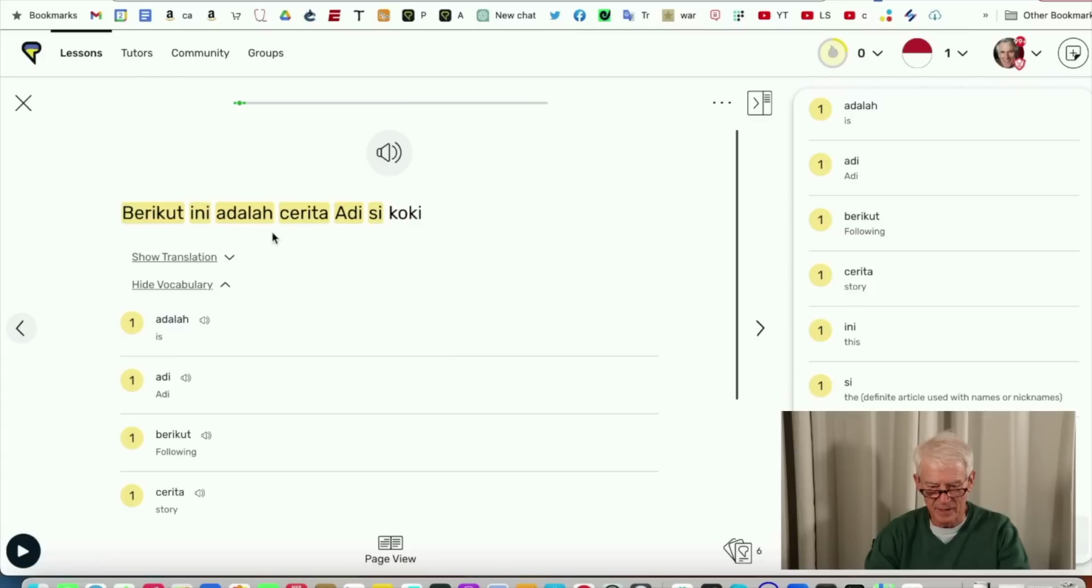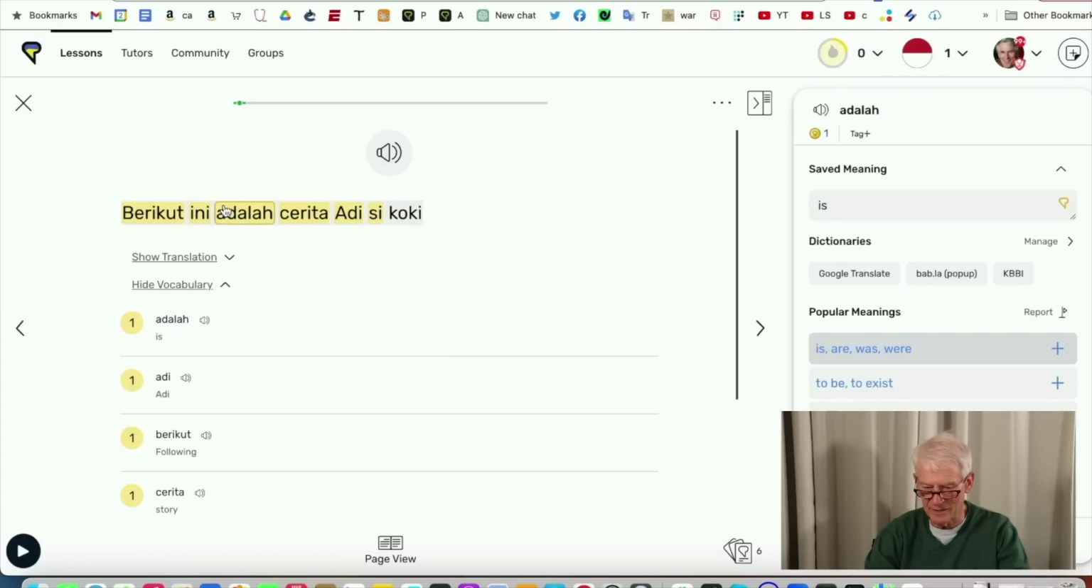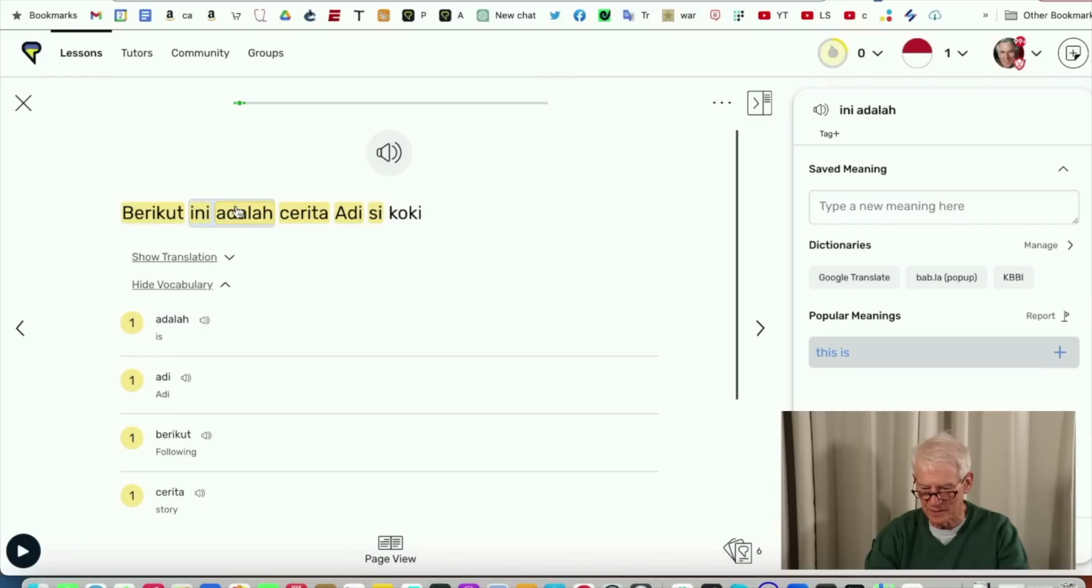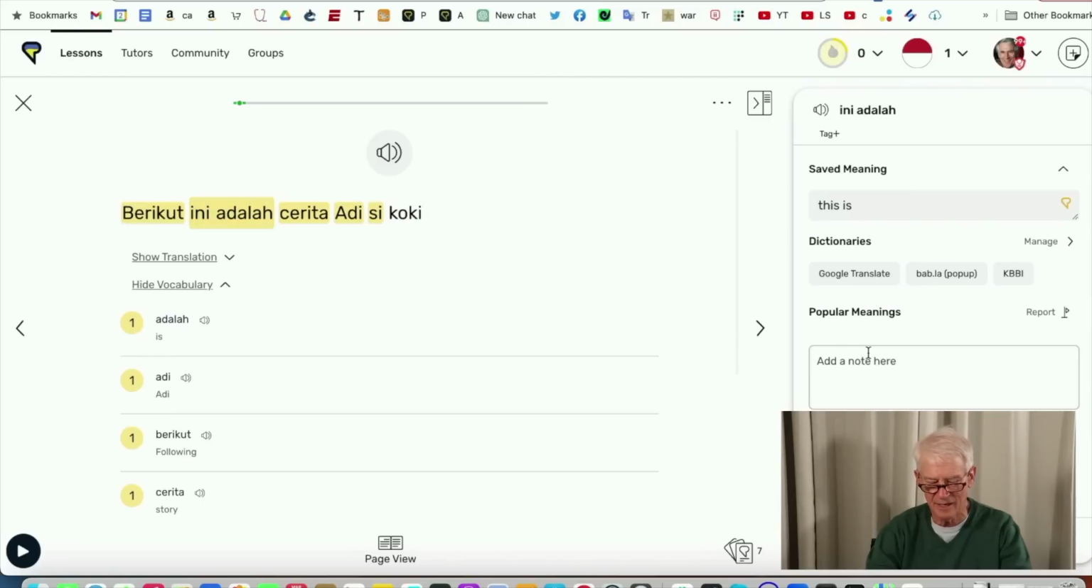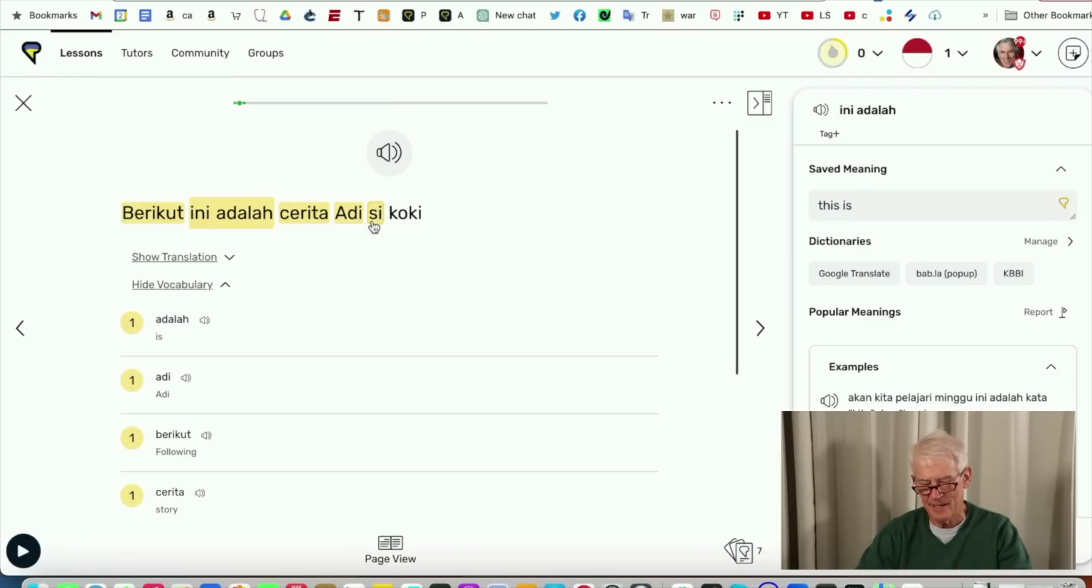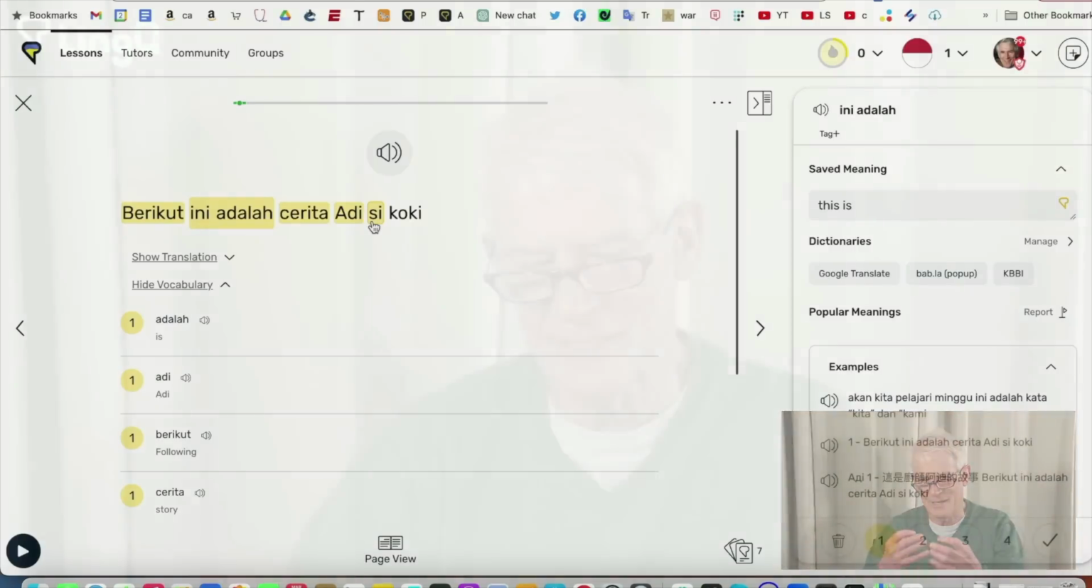So, berikut ini adalah is. Okay, ini. This is. So then I might just save that as a phrase. This is. Ini adalah. Cerita Adi, the cook, si cookie. So, by going through these with the matching pairs or simple stories by sentence, reconstituting the sentence, I'm getting kind of a grasp, an initial sense of the language.